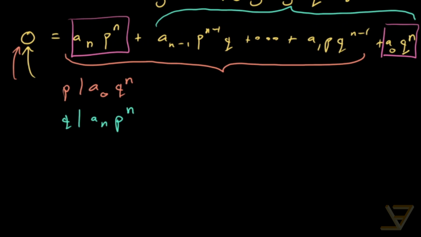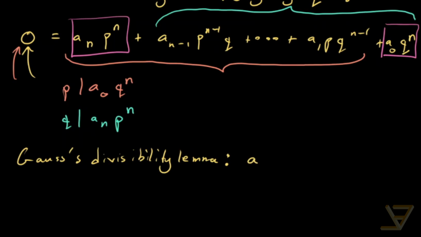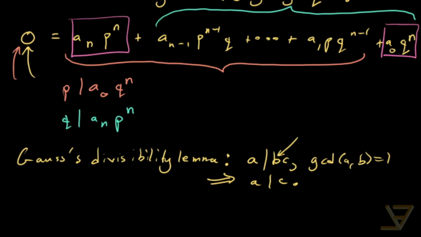And now we're going to use something called Gauss's divisibility lemma, which, if you've heard of Euclid's lemma from prime numbers, is a generalization of that. It says that if A divides BC and the GCD of A and B equals 1, then A divides C. So you can get rid of the B.